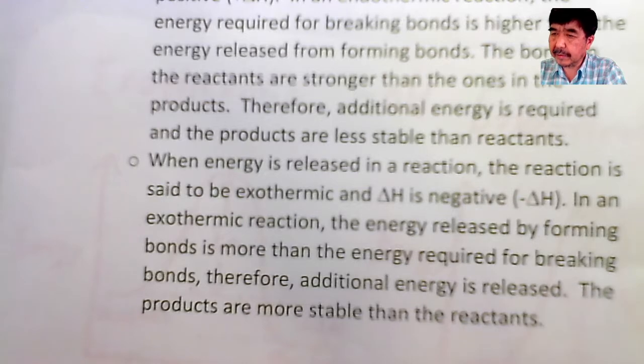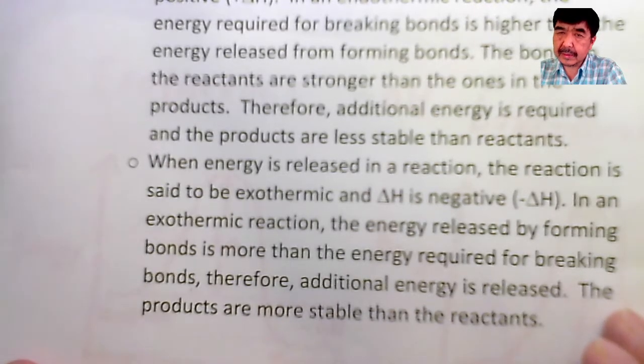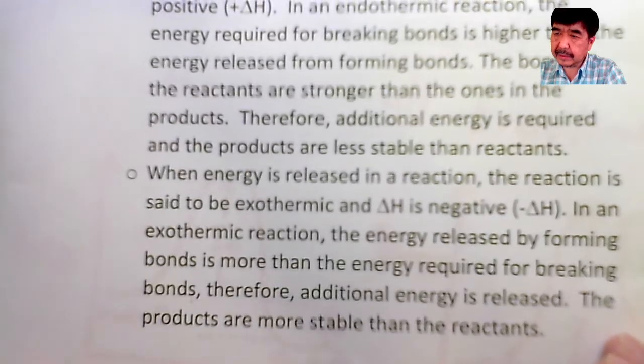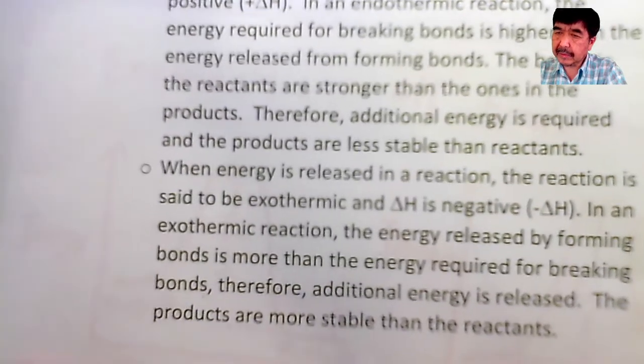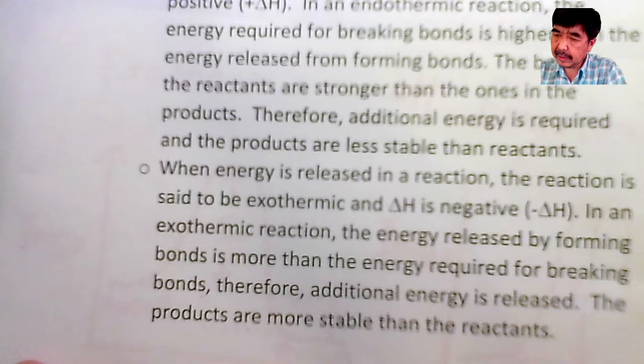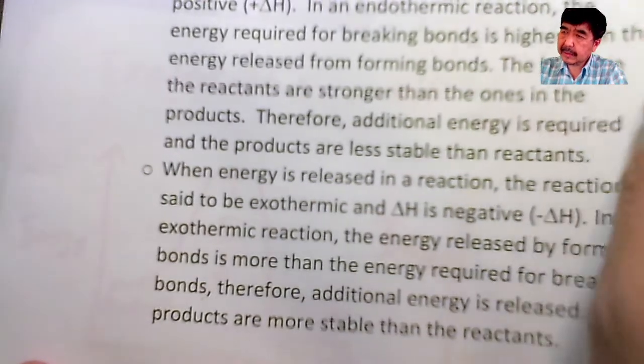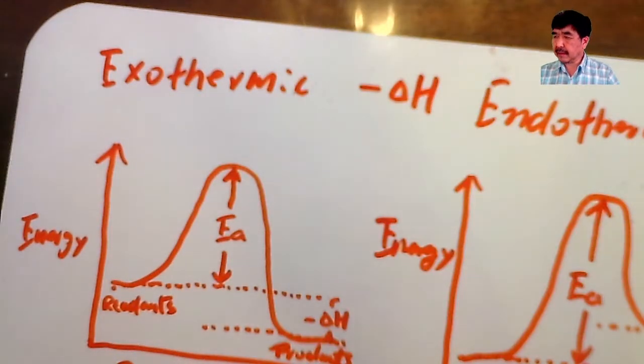Okay, two types of reaction in terms of energy. If energy is required for the reaction, it is called endothermic. If the reaction releases energy, it is called exothermic. Okay, these are some things we should know about energy. Next, let's take a look at the energy diagram.